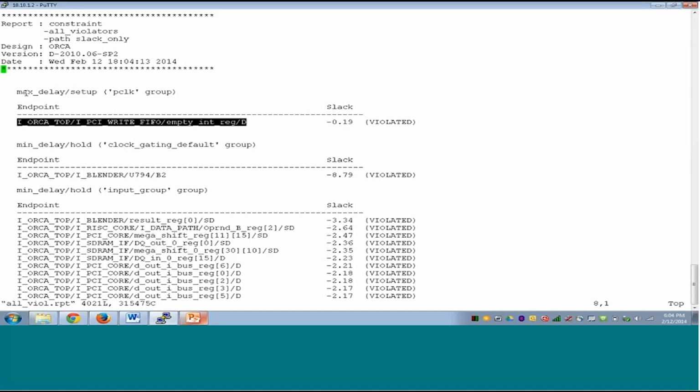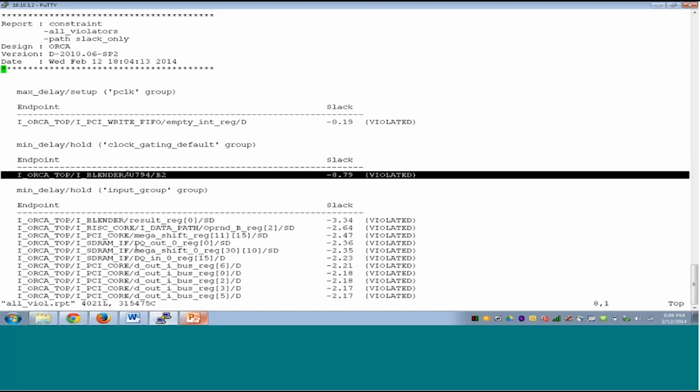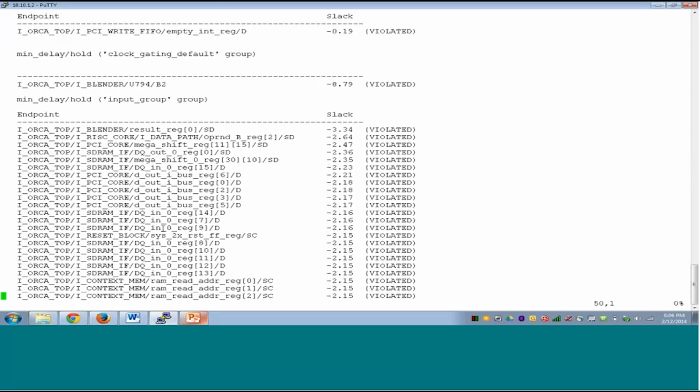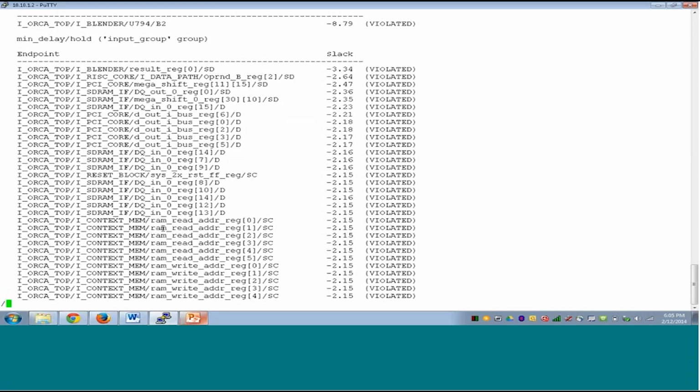Because it gives all the max delays first, then it is telling me min delay, hold. For clock gating there is one violation, a big violation. This is a big violation, might be false. Min delay input group, there are so many violations. We haven't really specified any input delays, so let's not give much importance to this.